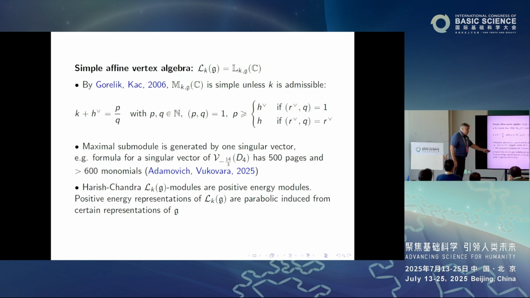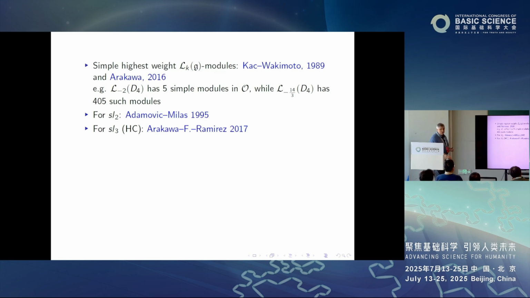Okay, so if we're interested in Harish-Chandra modules, again, the previous discussion can be applied here. They're all positive energy representations. They are parabolically induced from some representations of finite dimensional G, right? Then, by the induction functor, we have to choose some representations of G, and that's a tricky part. So if we know which representations of finite dimensional G to choose to be on the top of our module, then we know all of them. Peng already mentioned today that the highest weight modules were classified by Kac, Wakimoto, and Arakawa.